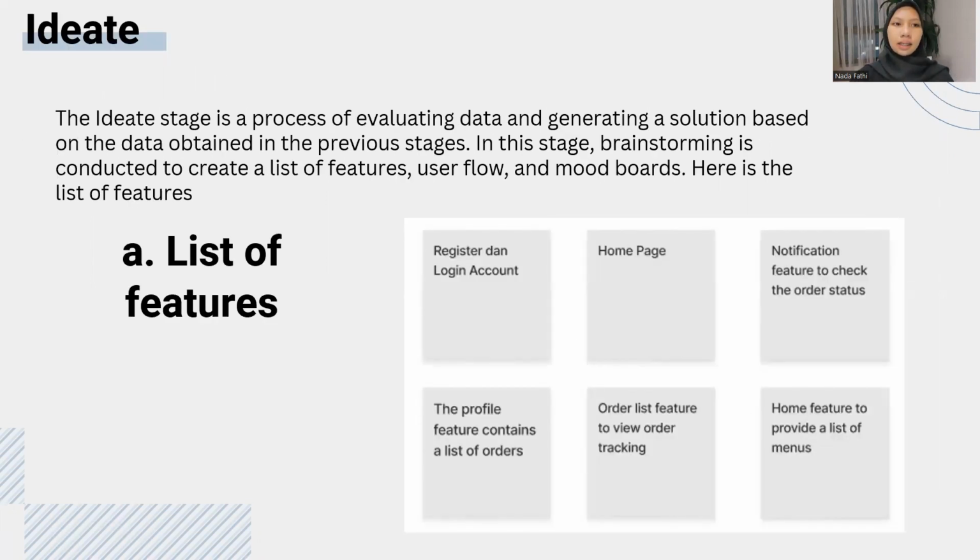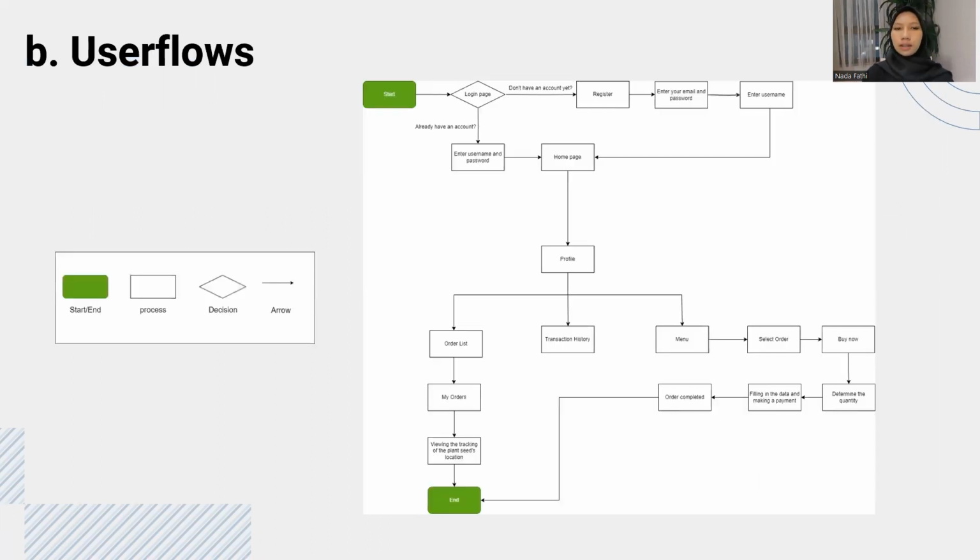The third is ideate. The ideate stage is the process of evaluating data and generating a solution based on the data obtained in the previous stage. In this stage, brainstorming is conducted to create a list of features, user flow, and mood boards. Here is the list of features. B. User flows.